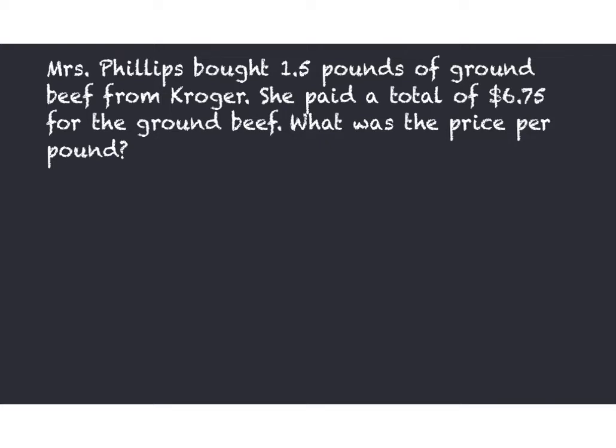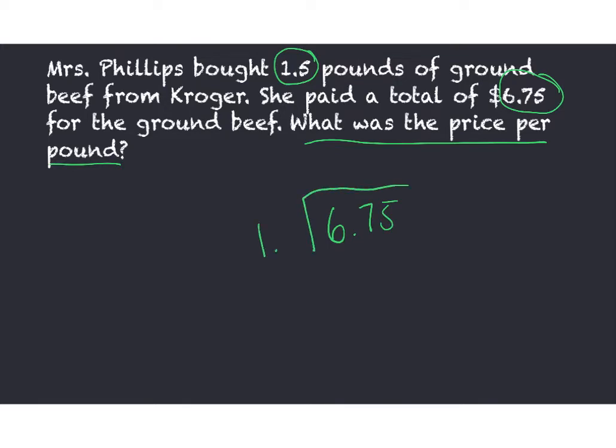Miss Phillips bought 1.5 pounds of ground beef from Kroger. She paid a total of $6.75 for the ground beef. What was the price per pound? So in this question, we're trying to find out how much per pound the meat cost. We see that she spent a total of $6.75 and that she bought 1.5 pounds. To solve this problem, I'm going to divide $6.75 by 1.5.